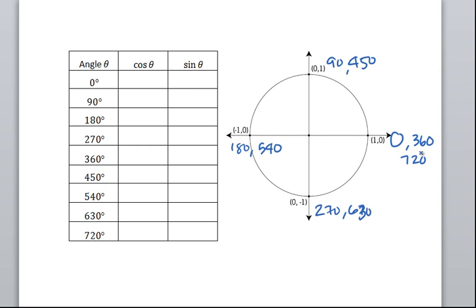Now why did I do that? Because I want to fill out this table here, right? And if I can go around the circle with degrees, that's great. And I know that my ordered pairs x comma y, on the unit circle, are of the form cosine theta, sine theta.